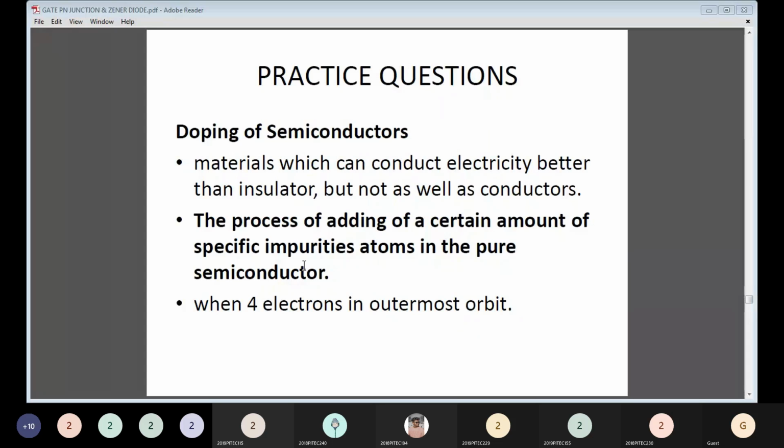As the level of doping is very high, the depletion region width will be thin. If the level of doping is very low, the depletion region layer width is thick.